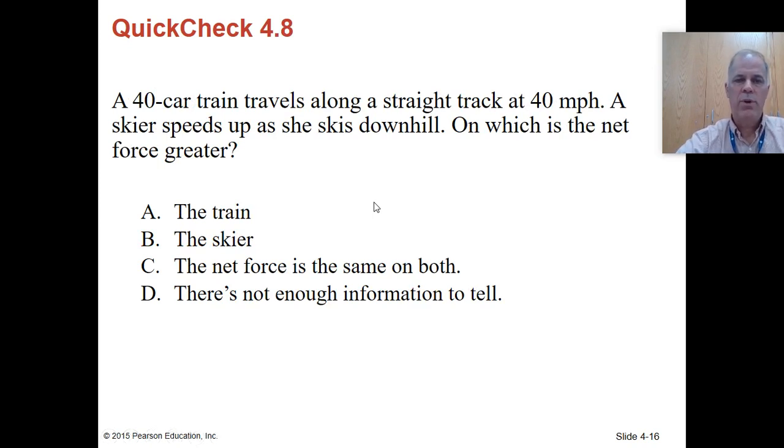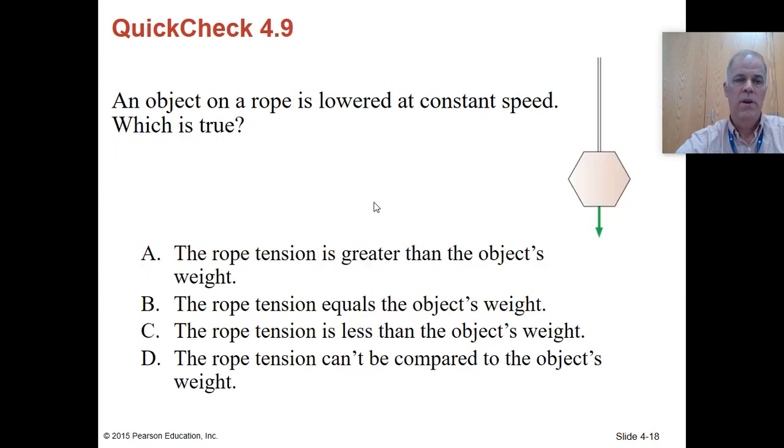Long train traveling pretty fast. Here's the answer right now. The skier has the greater net force because the train is in equilibrium. The skier is accelerating, so that means there is a net force acting on the skier. Here's the next one. Object on a rope. Answer comes in now.